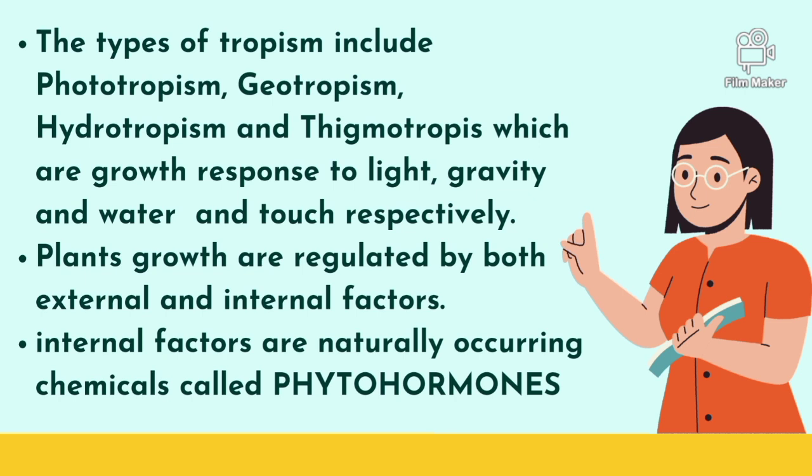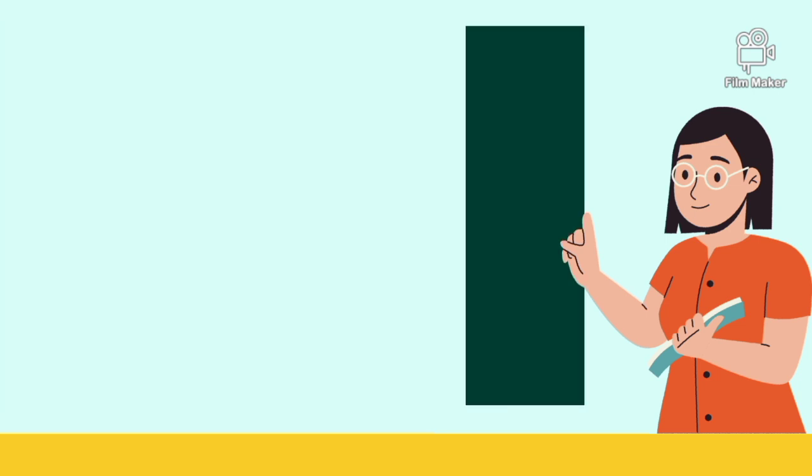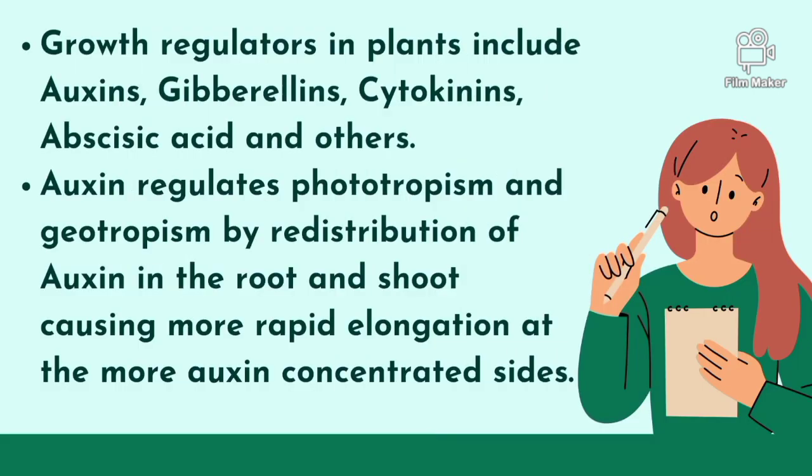Internal factors regulating growth are naturally occurring chemicals called phytohormones. Growth regulators in plants include auxin, gibberellin, cytokinin, abscisic acid, and others. Auxin is known to control phototropism and geotropism by redistributing auxin concentration in the plant, making the parts which have the highest concentration grow either away or towards the source of stimulus.